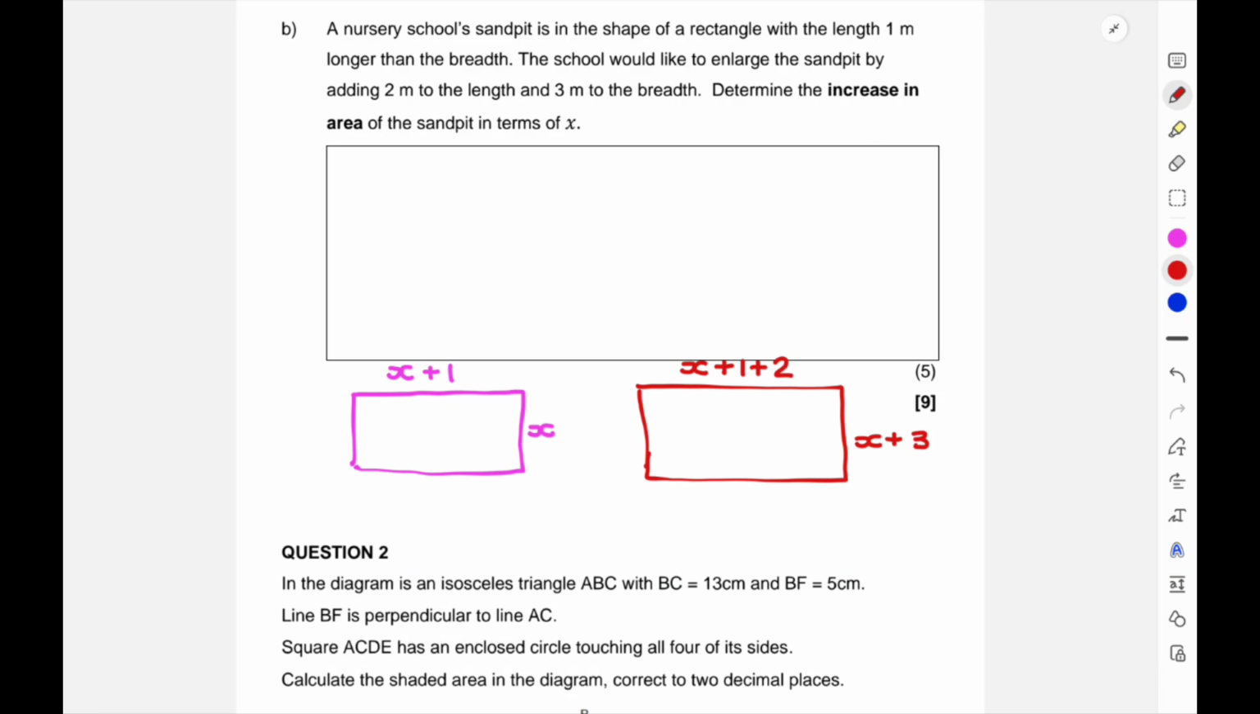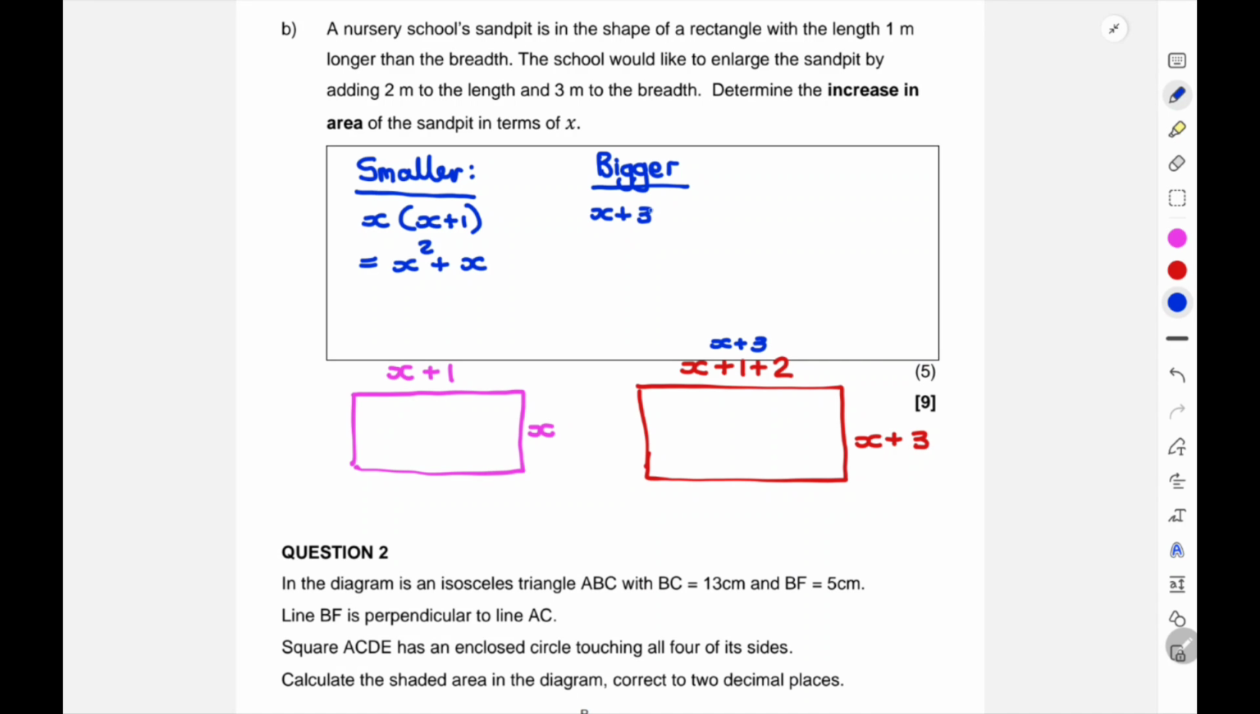Okay, the increase. So the increase in terms of X. So we're not going to find a numerical answer. We're still going to have X in our answer, but that's okay. You're going to get a lot of these questions going forward in terms of X, or calculate the following in terms of Y. So you better just get used to it. All right, so for the smaller sandpit, what would be the area of the smaller sandpit? Can you see that it would be X times X plus 1, which gives you X squared plus X. Then the bigger or the enlarged sandpit is, if you simplify that, it's X plus 3, and over here is also X plus 3.